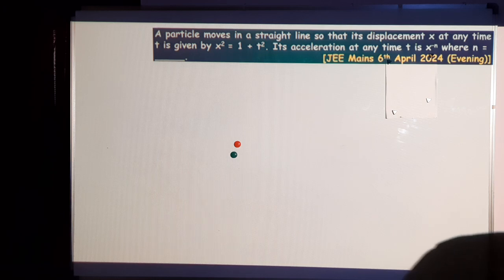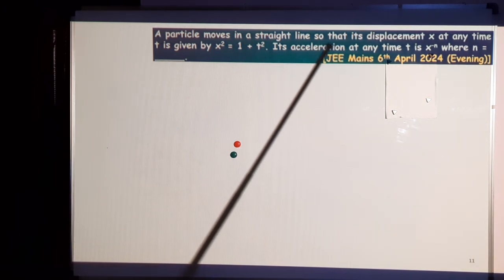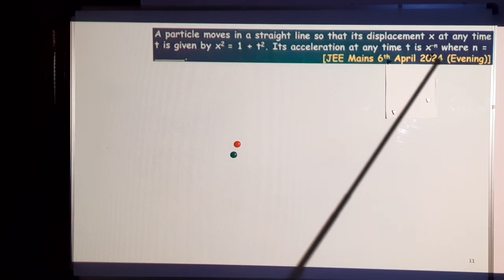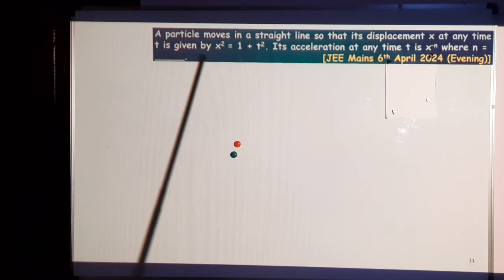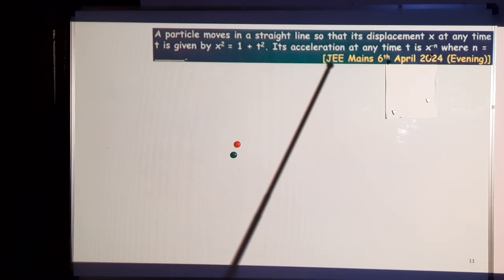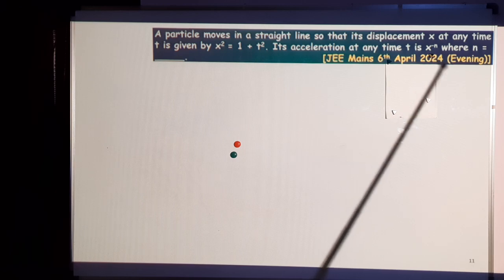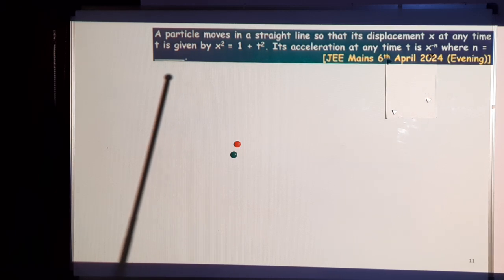This is the next question. The particle moves in a straight line so that the displacement x at any time t is given as x square equal to 1 plus t square. Its acceleration at any time t is x raised to the power n minus n, where n is dash. You have to find the value of n.